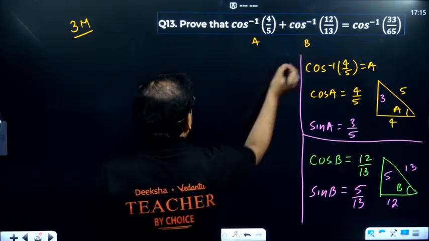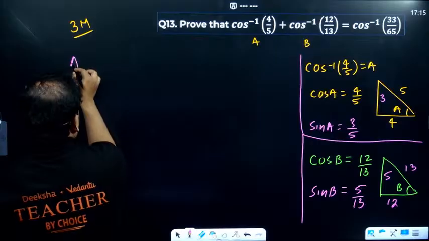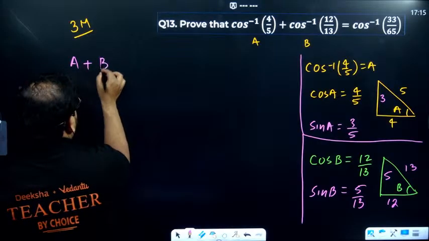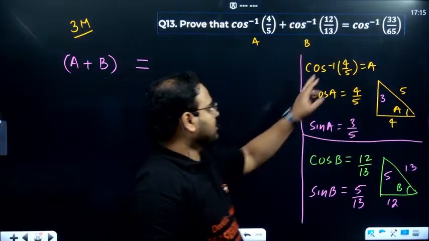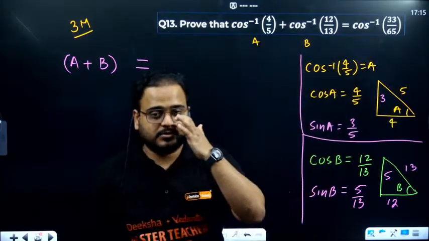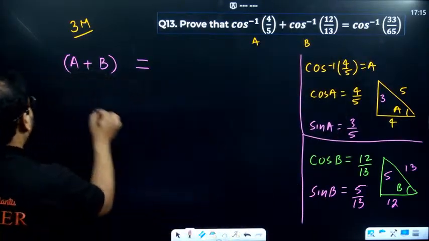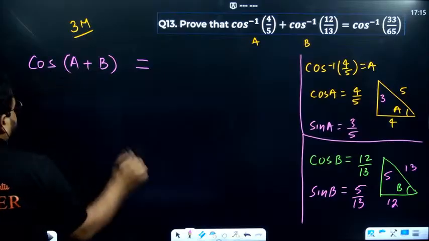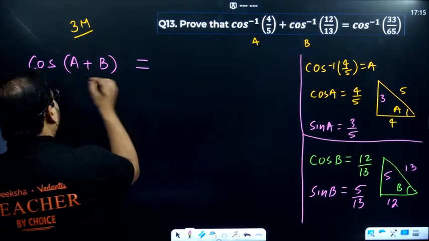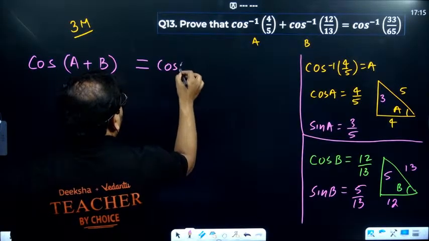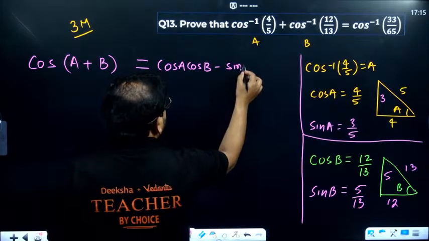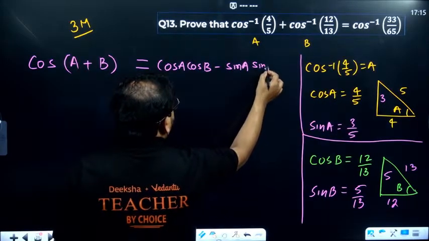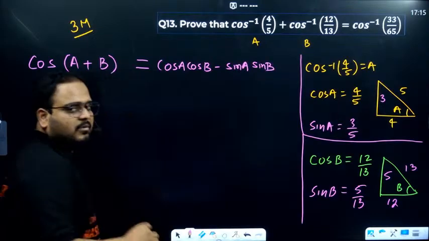So I'll write this angle sum, A plus B. And what is the inverse over here? I have cos inverse. So let's try to take cos over here. The formula of cos of A plus B is cos A cos B minus sin A sin B. That's the formula. Sum of angles.